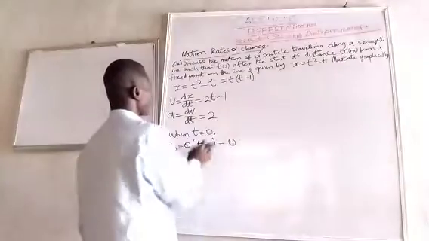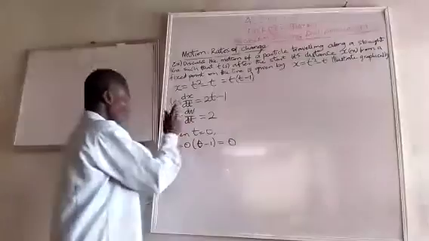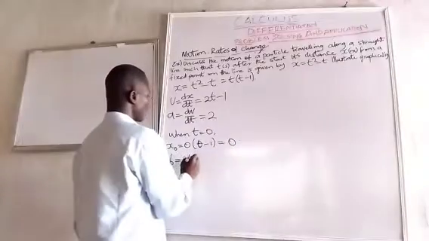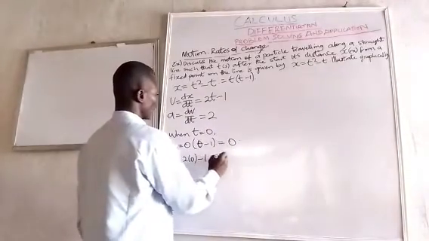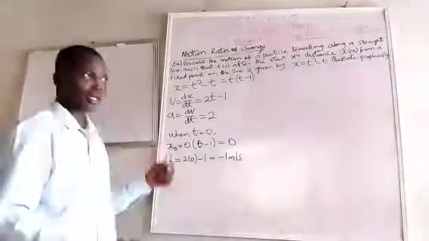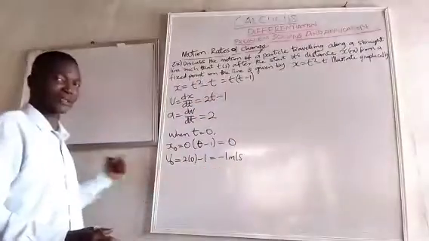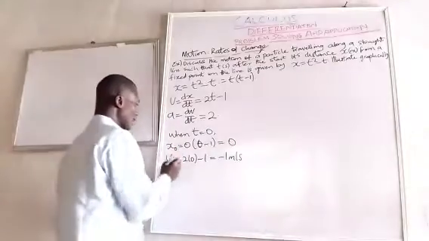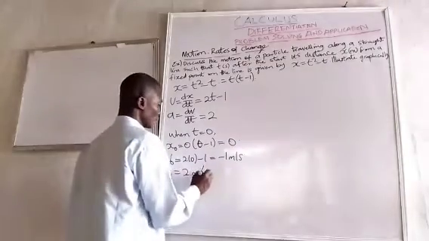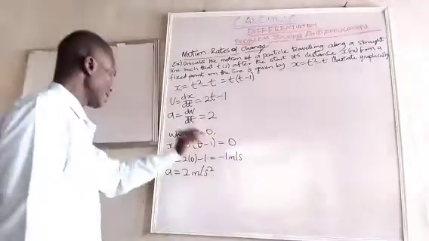At the same time, let's look at something. What is velocity when the time is 0? 2 into 0 minus 1. So which means it is reversing. Which means that the motion started by the particle reversing. And a at all times is equal to 2. So acceleration is constant.